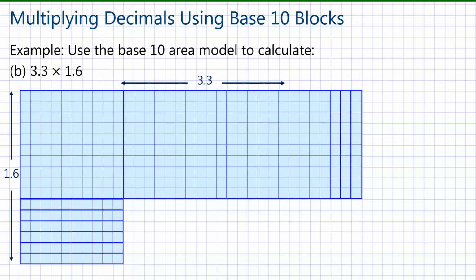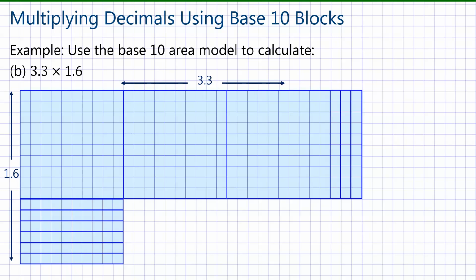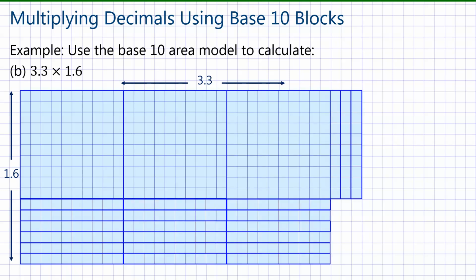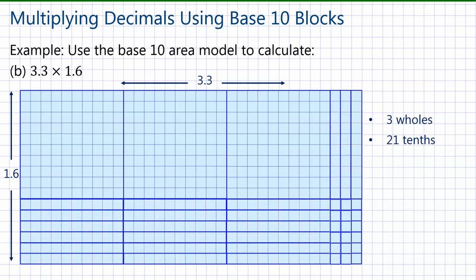So now to find the product, we need to fill in the empty space to create a rectangle. Now I notice I can't use any flats here. If I try to fit one here, it is actually too big and it wouldn't create a rectangle. I need to use our rods here to fill up this space. And then the space that's left over needs to be filled up with the small cubes. So now we've created a rectangle. Let's see what we have here. We have 3 wholes. We have 21 tenths. And then we have 18 hundredths.